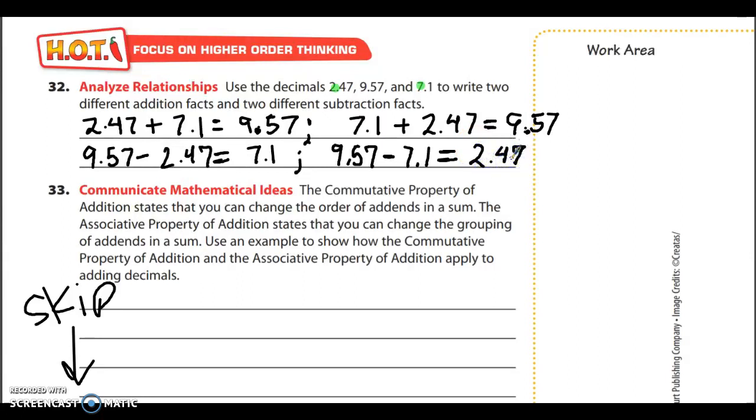So all I did here, and all they really asked you to do, was to take these three numbers, 2.47, 9.57, 7.1, and write two addition and two subtraction facts. If you punched any of these into the calculator, you'd recognize that these are in the correct order. Okay, we are now done with page 118, and you're done with lesson 5.2. So you're ready for the lesson 5.2 checkup and quiz.